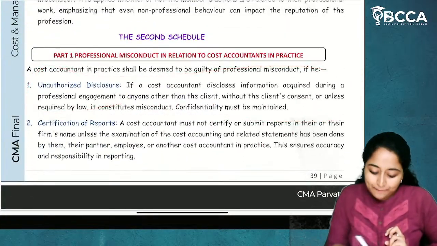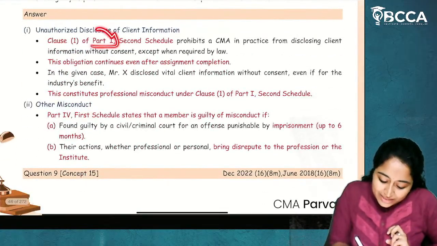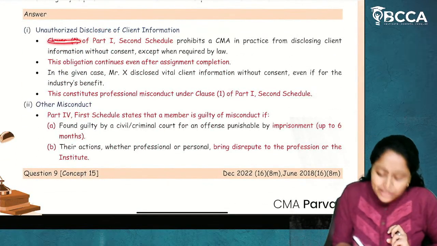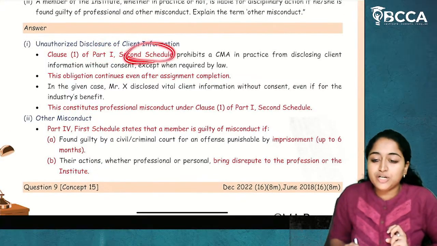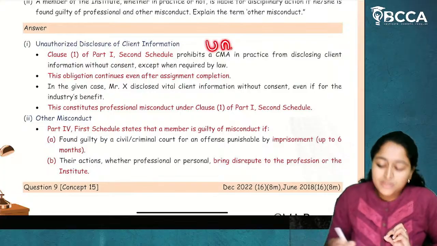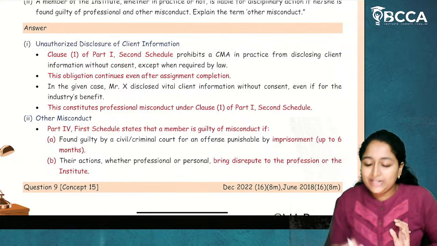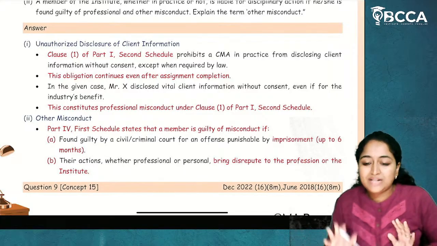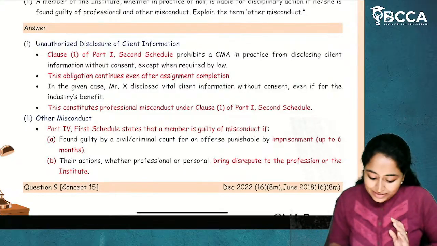Unauthorized disclosure, part 1 of the second schedule. I hope it's clear. You have to write clearly that clause 1. If you're not writing the clause also, that's okay. But you have to write that part 1 of the second schedule talks about unauthorized disclosure. If a cost accountant in practice is disclosing any client information without the client's active approval, then it is professional misconduct. You have to write that.